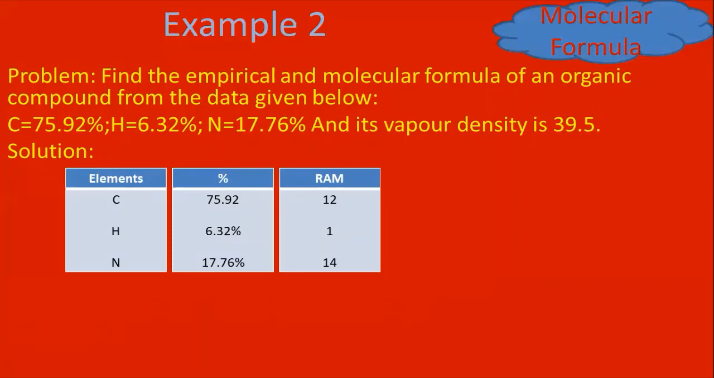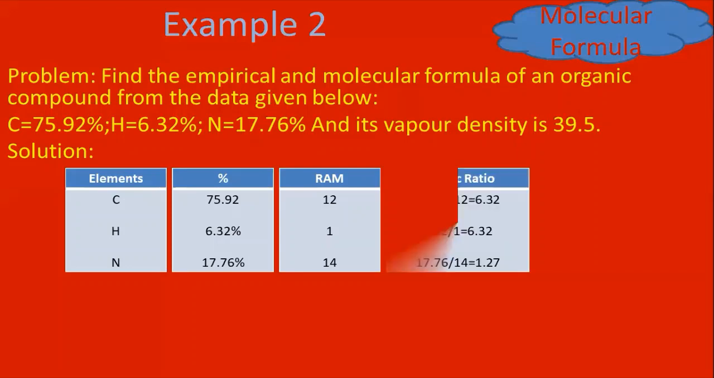Carbon 75.92%, hydrogen 6.32%, nitrogen 17.76%, and the relative atomic mass of all these elements are given here. Now the second step in finding out the empirical formula is to divide the percentage composition by relative atomic mass. So first, 75.92 divided by 12, which we get 6.32. Then 6.32 divided by 1, we will get 6.32. And finally, 17.76 divided by 14 is equal to 1.27.